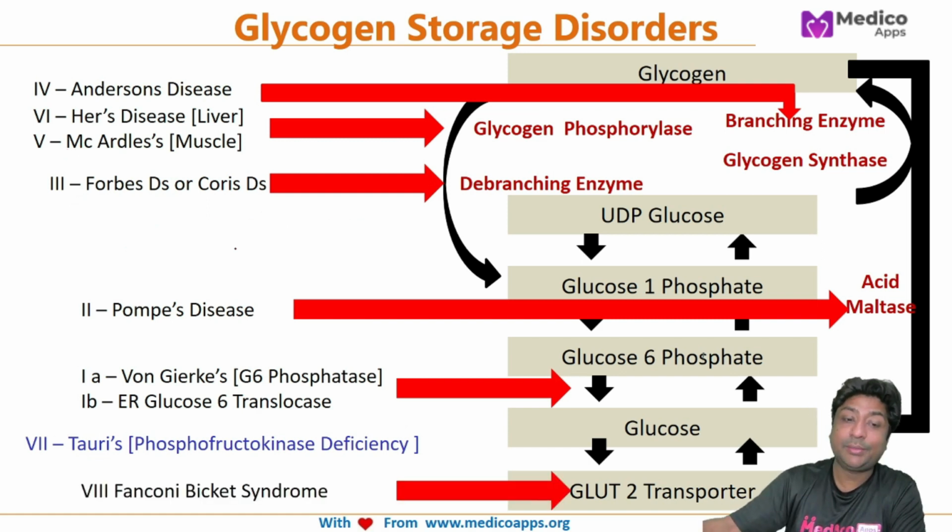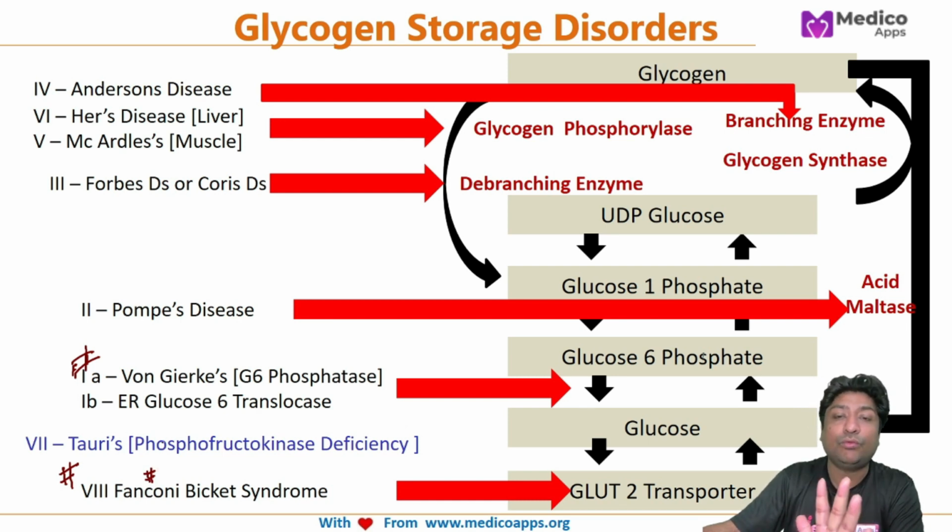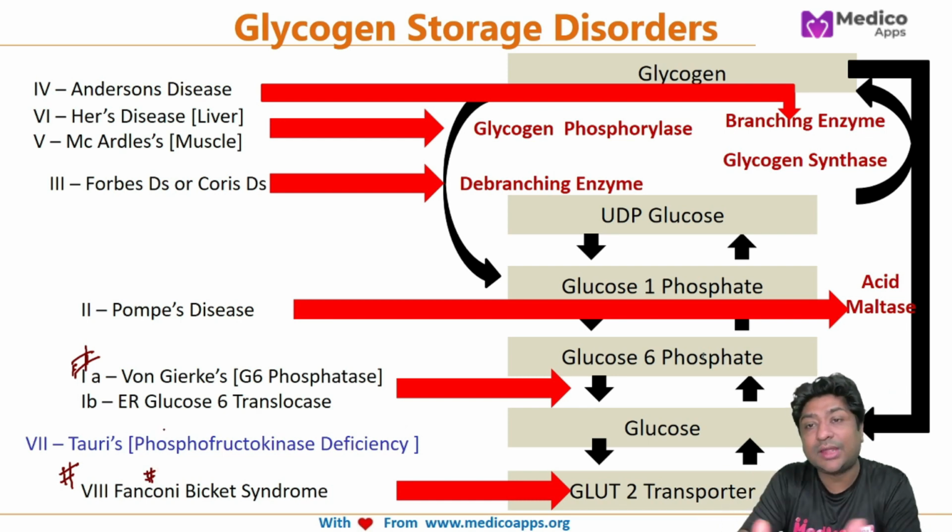The last type is type 8, that is called Fanconi-Bickel syndrome, in which the GLUT2 receptors are absent. This primarily will have all the symptoms of von Gierke's. The only difference is that here the GLUT2 receptors will be absent, but the symptoms will be very, very similar to von Gierke's disease. So this is all the glycogen storage disorders in short.